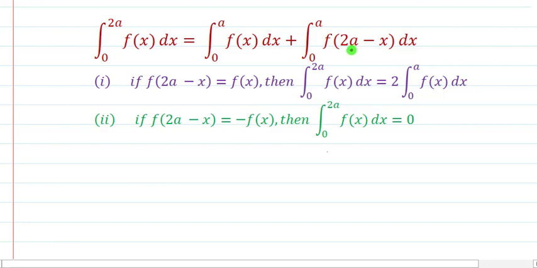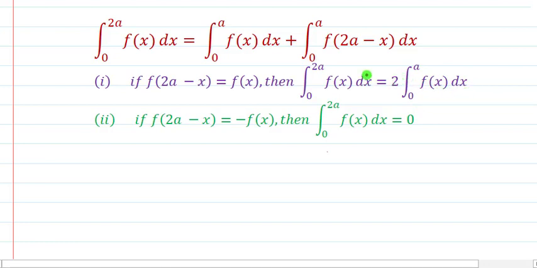Again, this can be written in two ways. Number 1, if f(2a minus x) is equal to f(x). If we calculate f(2a minus x) and its value becomes equal to f(x), then this integral from 0 to 2a of f(x) dx can be written as twice the integral from 0 to a of f(x) dx. This is one of the results.